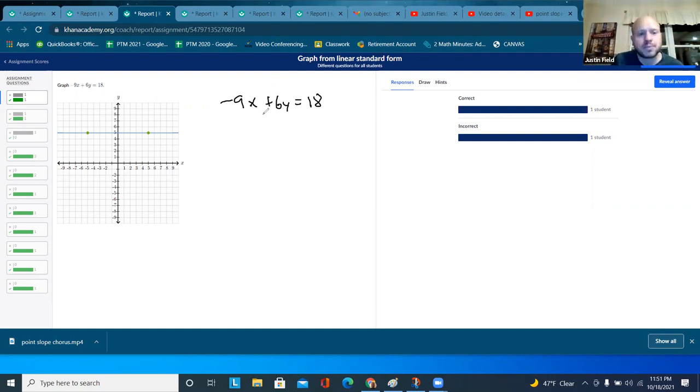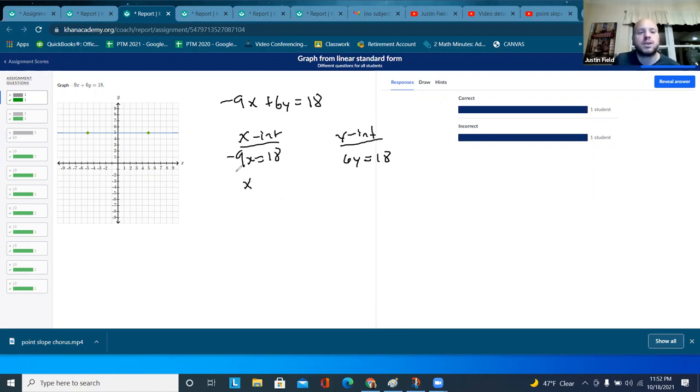Okay, so when you are graphing in standard form, you want to find the intercepts, graph them, and then draw your line. So what's the x-intercept? You take the x term and set it equal to c. What's the y-intercept? We take the y term and set it equal to c. Very simple. Then we just solve.